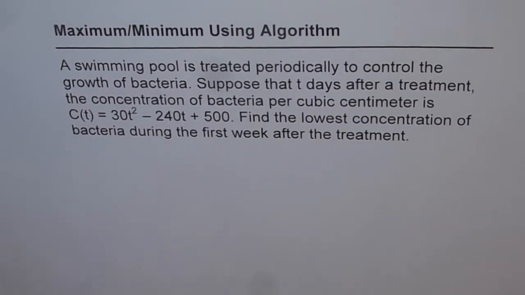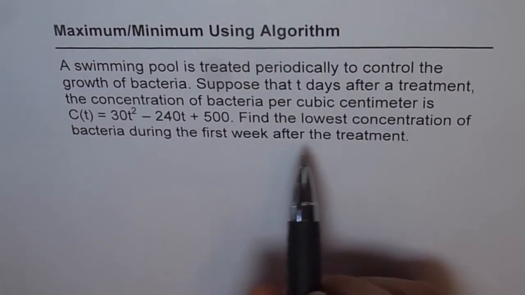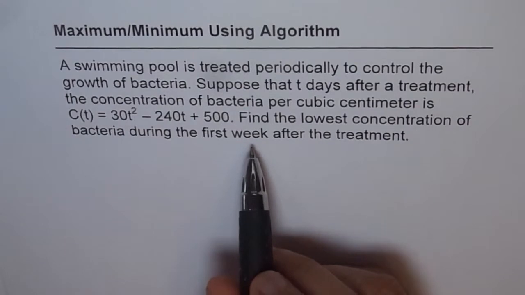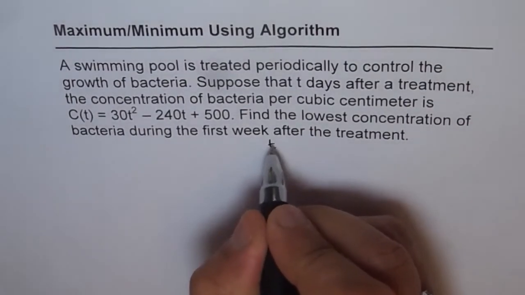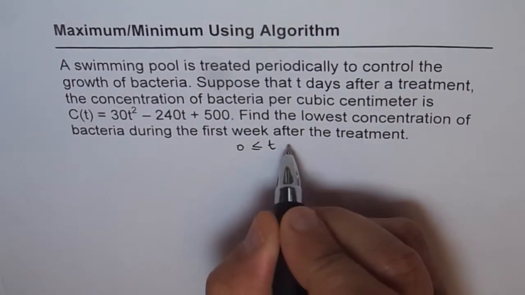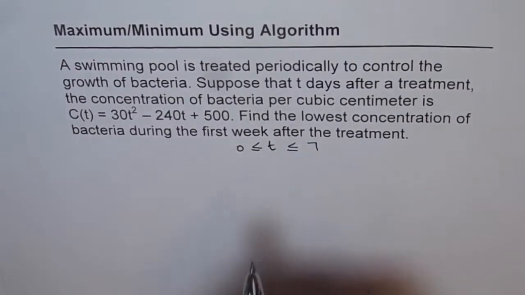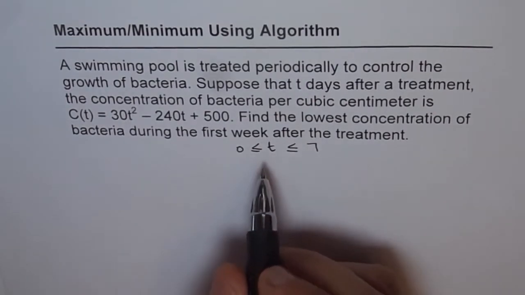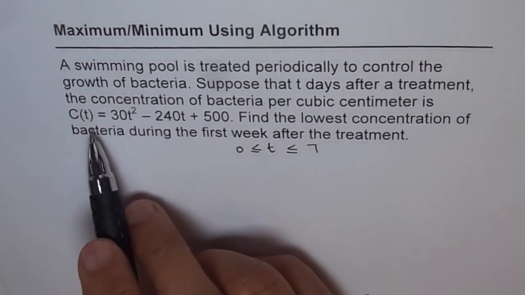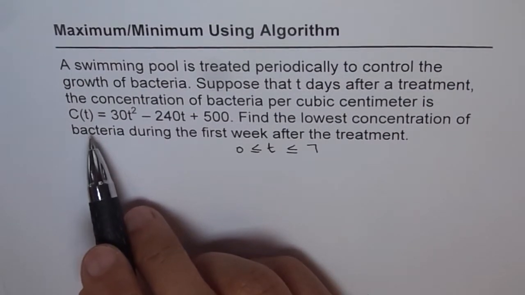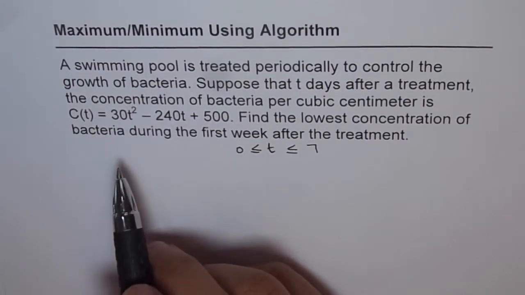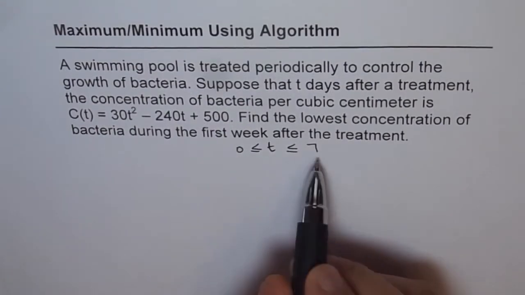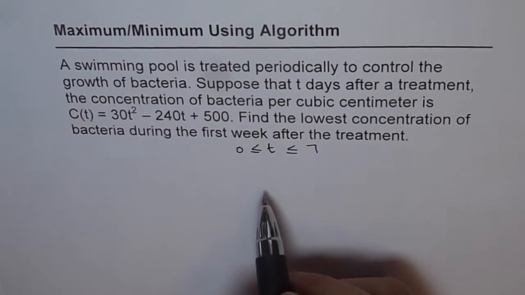Now here what we need to find is the absolute minimum, when we say lowest concentration, right? And this absolute minimum is during the first week. That means our time is greater than or equal to 0 and less than or equal to 7 days, right? So what we will do is find the first derivative of this and equate it to 0 to find the critical number. Once we have the critical number, we will test the value of the function at the critical number and at these boundary conditions to see which one is the least, right?